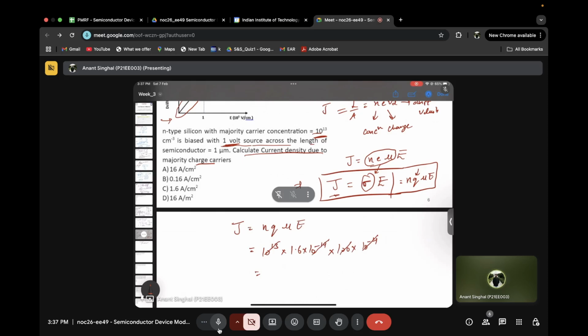So this is 1300. Oh, so this should be plus 4, not minus 4. 690. So yeah, it should come out to be 1.6, if I'm not wrong, ampere per centimeter square, which is option C. Is this clear?